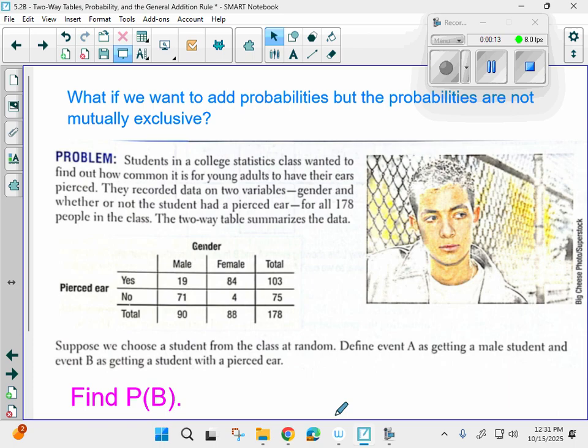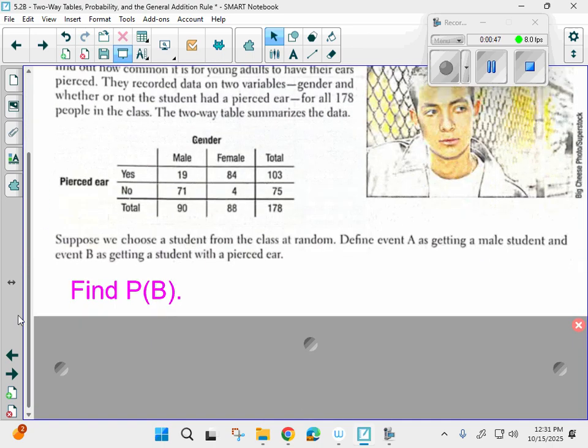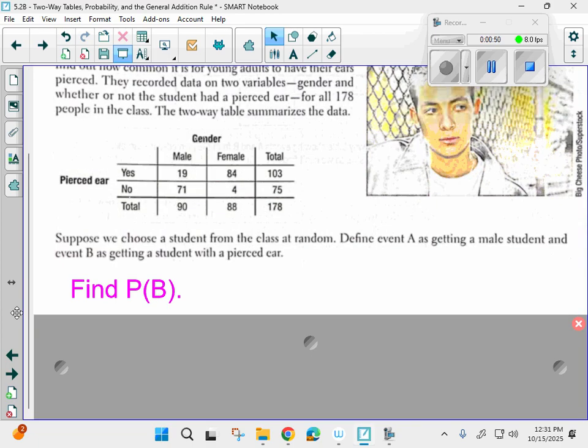All right, students in a college statistics class wanted to find out how common it is for young adults to have their ears pierced. They recorded data on two things, gender and whether or not the student had a pierced ear, for all 178 people. So here we have male, female, total, and then we have pierced ears, yes or no. Suppose we choose a student from the class at random. Define event A as getting a male student and event B as getting a student with a pierced ear.